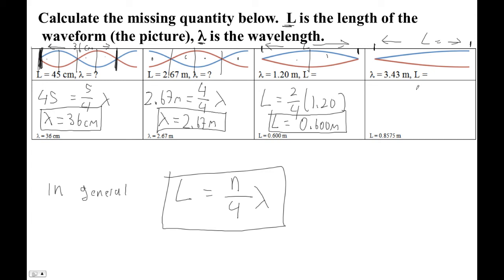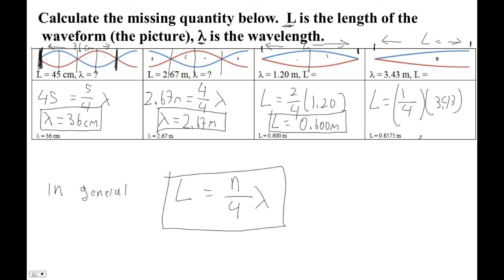And then the final one here, we want to know what this length is here. Okay, so let's do that. The length is how many quarters? That's just 1 quarter, right? 1 quarter times the wavelength, which is 3.43. All right, so let's do that. The length then is 4 times 3.43. 13.72.